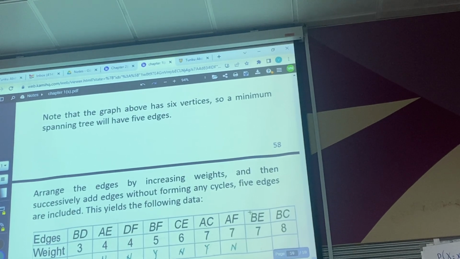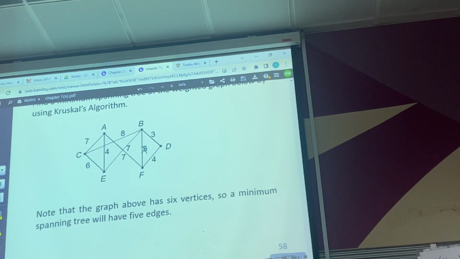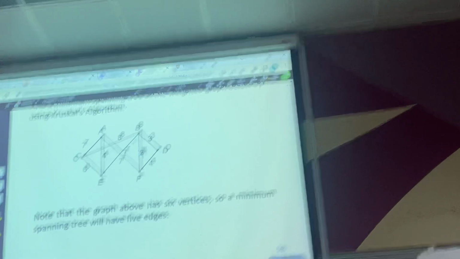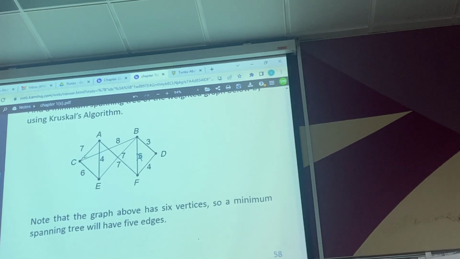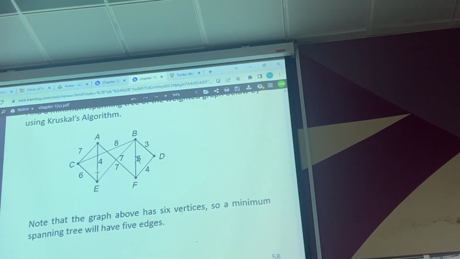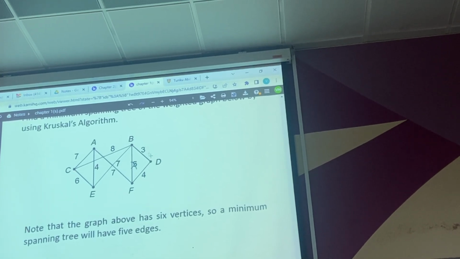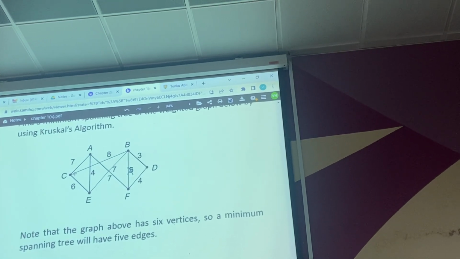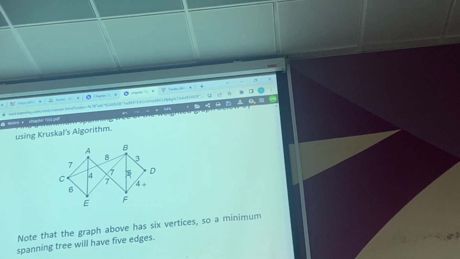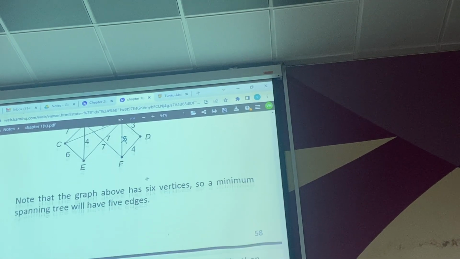How about BE? Delete. Okay, so you see CE, AE, you already have AF, you already have FD, BD. If you include this again, it will form a cycle already, right? So BE needs to be deleted.